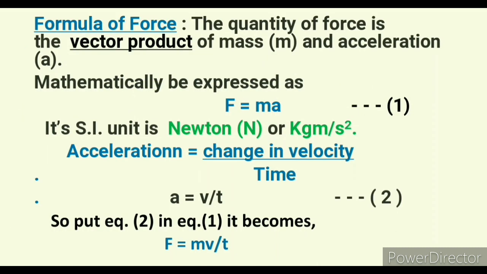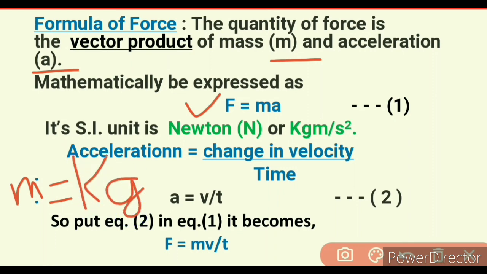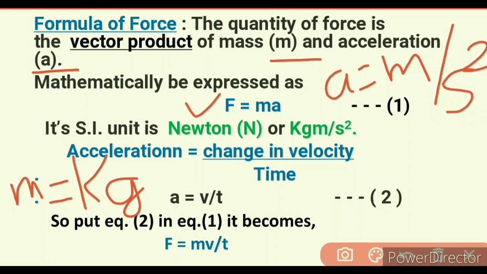Now we have the formula of force, that means force is the product of mass m and acceleration a. Mathematically, we can express it as F equals m into a, where F is force, m is mass and a is the acceleration of the object. So its SI unit is Newton or kilogram meter per second square. We know mass is measured in kilogram and acceleration is measured in meter per second square. So the SI unit of force becomes kilogram meter per second square.